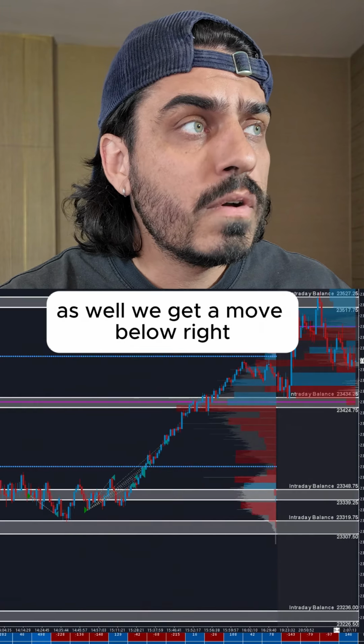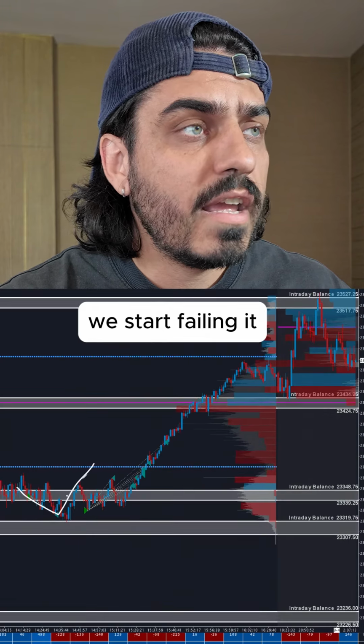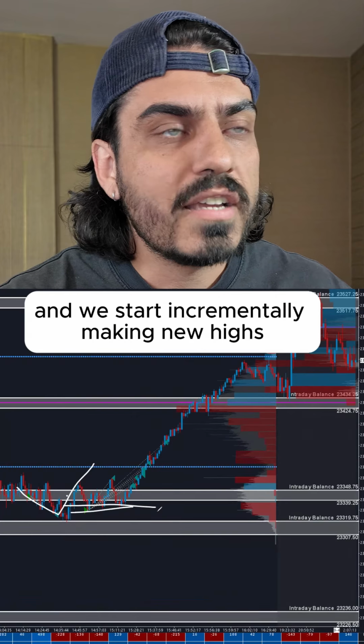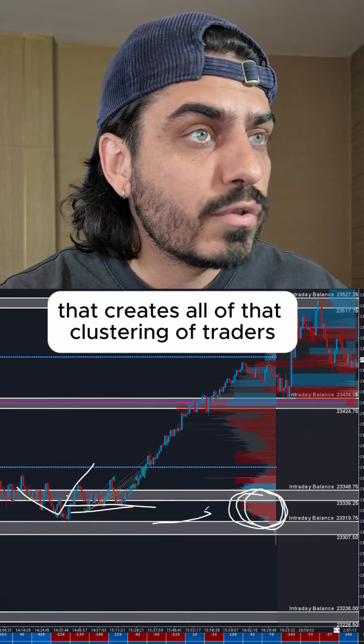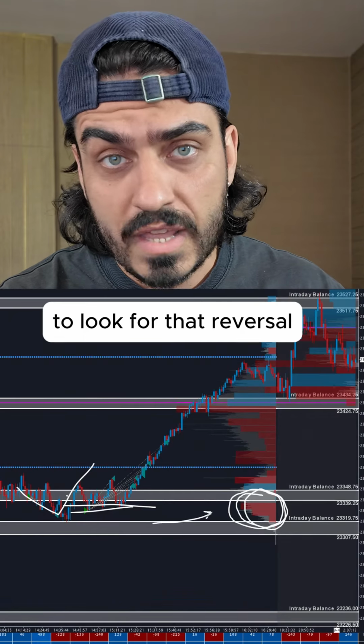We get a move below, right? We start failing it, and we start incrementally making new highs through the order flow that creates all of that clustering of traders getting trapped into that low to look for that reversal.